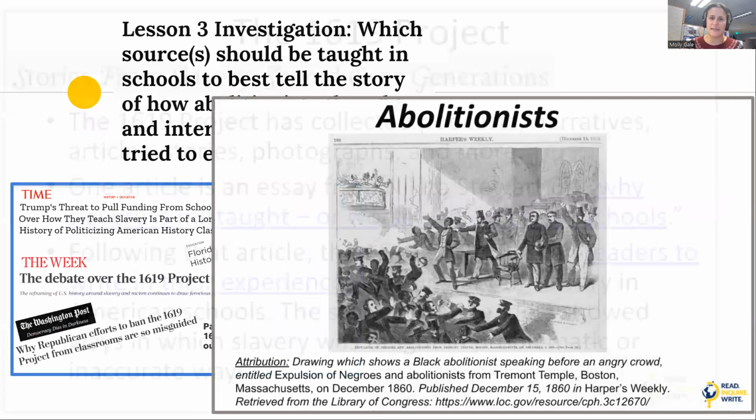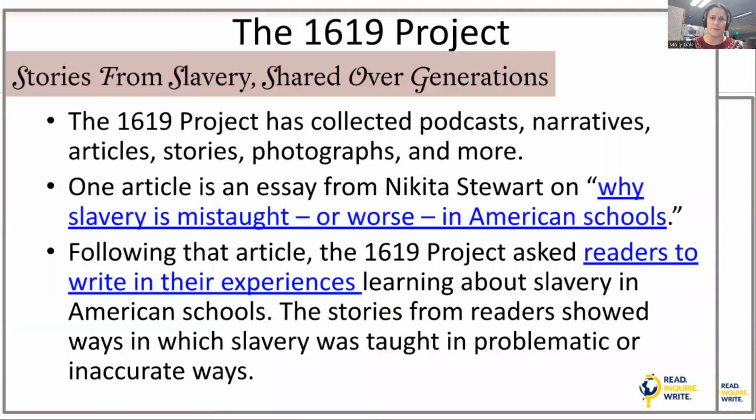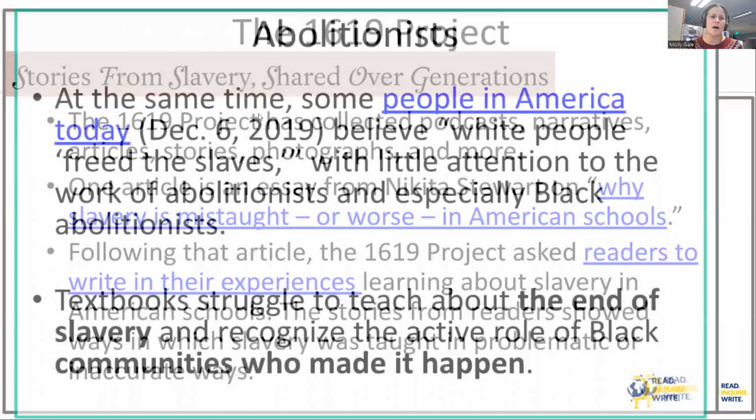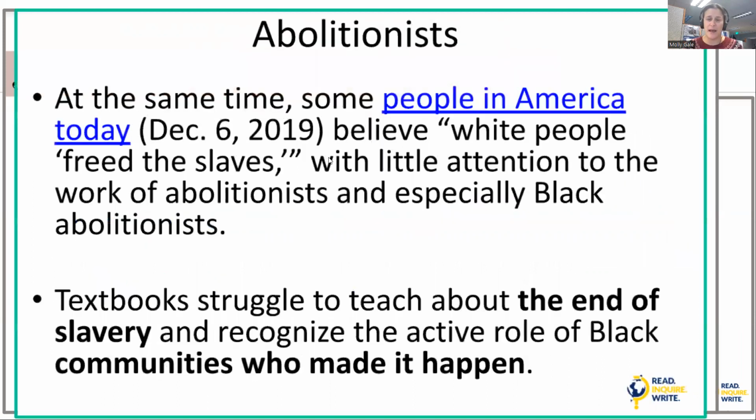They look at misconceptions then about how abolitionism is taught. The way it is framed in this investigation is that as part of the 1619 project, there was an article about why slavery is mistaught or worse in American schools, and they asked readers to write in their experiences about learning about slavery. And what they found is that there were a lot of problematic and inaccurate things going on in public schools. At the same time, people in America today often mistakenly believe that white people freed the slaves, and they pay very little attention to the role of Black abolitionists.